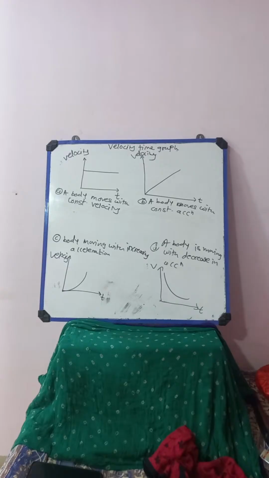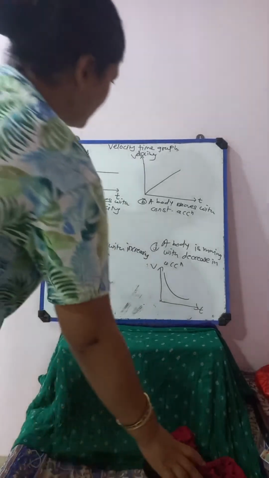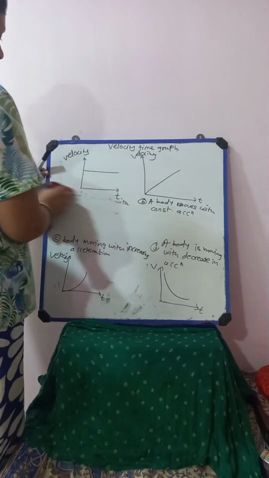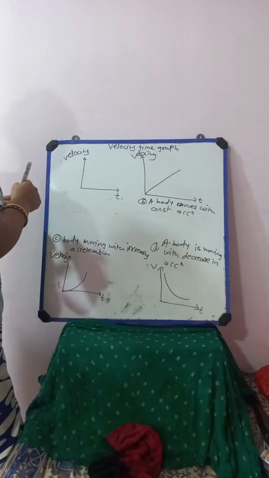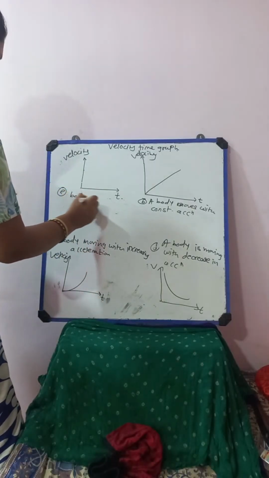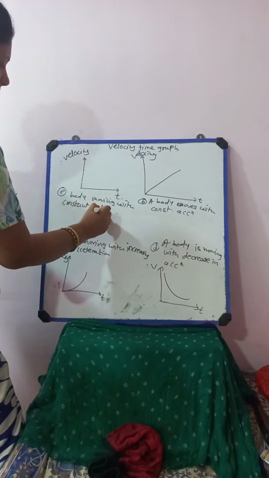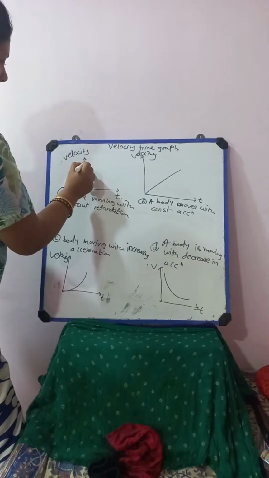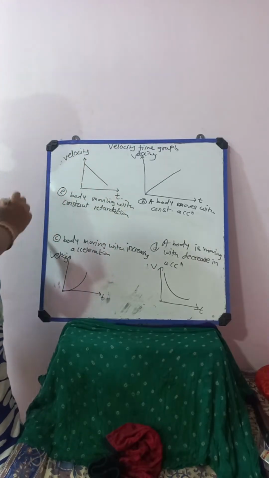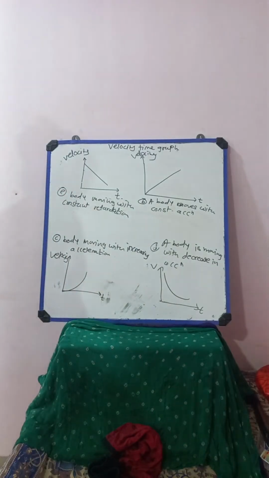Okay, copied. If they are asking retardation graph, suppose they are asking a body moving with constant retardation, then actually it contains some velocity and now that velocity is decreasing, so we will get a graph like this. Okay, copy this.